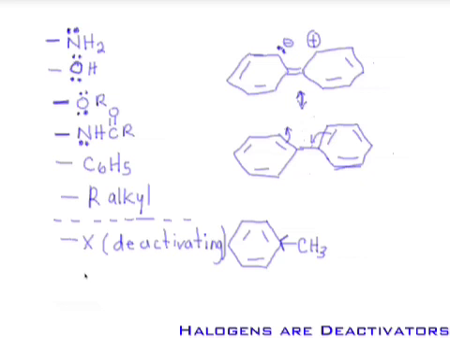And we're going to have to take a close look at halogens to explain why they're both deactivating and ortho para-directing. All the other groups are ortho para-directors.